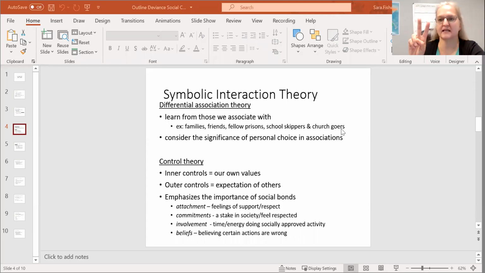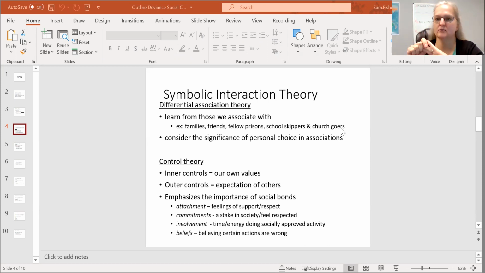Okay, so this is the second lecture on the topic of deviance. In the previous lecture, I introduced the topic of deviance. In this lecture, I want to start getting into some of the theories. Now, remember back in chapter one, we have three theories.